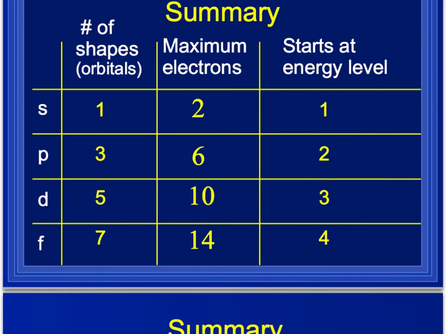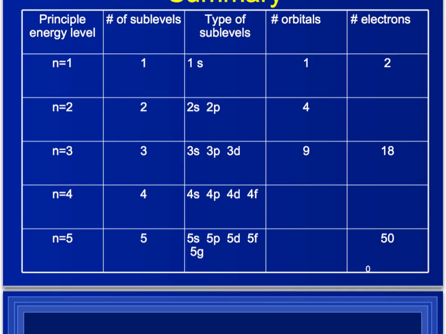Now what I would like you to do for this summary, which is a summary of the sublevels and the different number of orbitals, electrons, and what energy level they start at, is go ahead and copy these down into your notes, and we'll discuss this chart in more detail in class. Here again is another chart that I want you to copy down into your notes. It's again an important chart that we'll discuss in class. And notice that there are a few blanks. We'll discuss how to find those blanks in class.